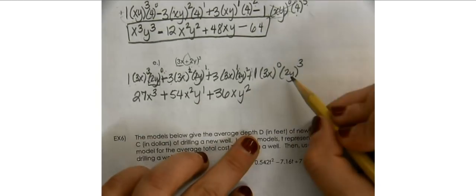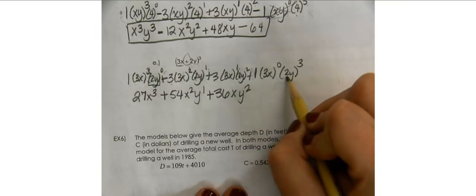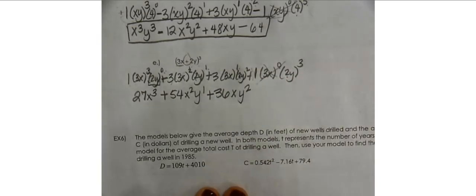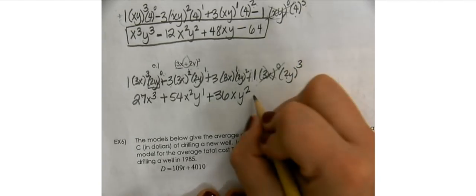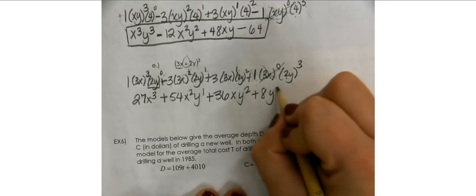Now working with my numbers and my exponents, 2 to the third power is 8. And then anything to the 0 power is 1, so that term kind of goes away. 8 times 1 is 8, so plus 8, and that's going to be 8y cubed. And there's your answer.